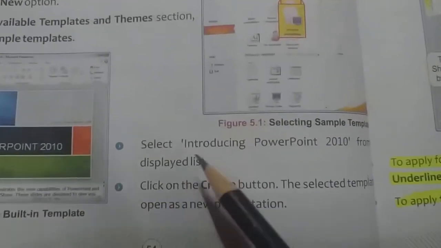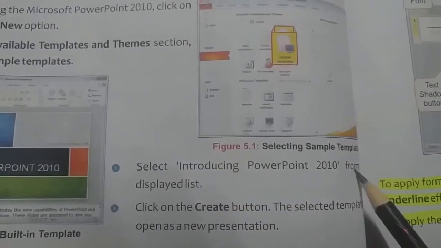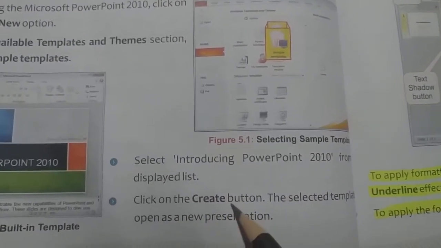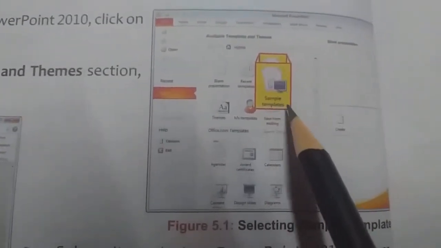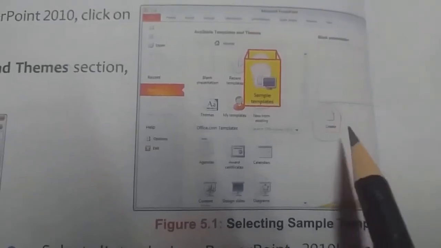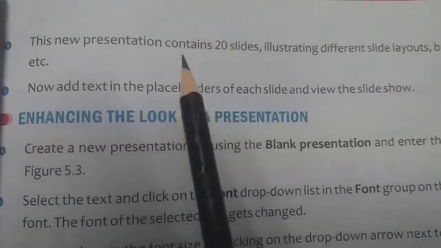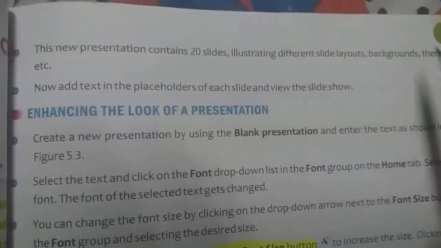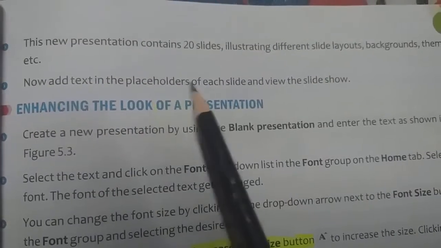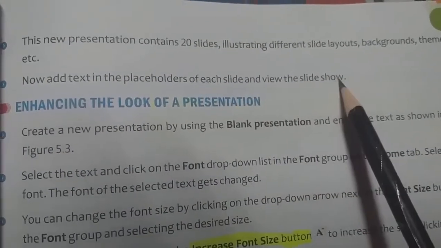So next, select Introducing PowerPoint 2010 and click on the Create button. The selected template open as a new presentation. And after selecting this sample template, we have to click on this Create button. So this new presentation contain 20 slides illustrating different slide layouts, backgrounds and themes, etc. Now add text in the placeholder of each slide and view the slideshow.